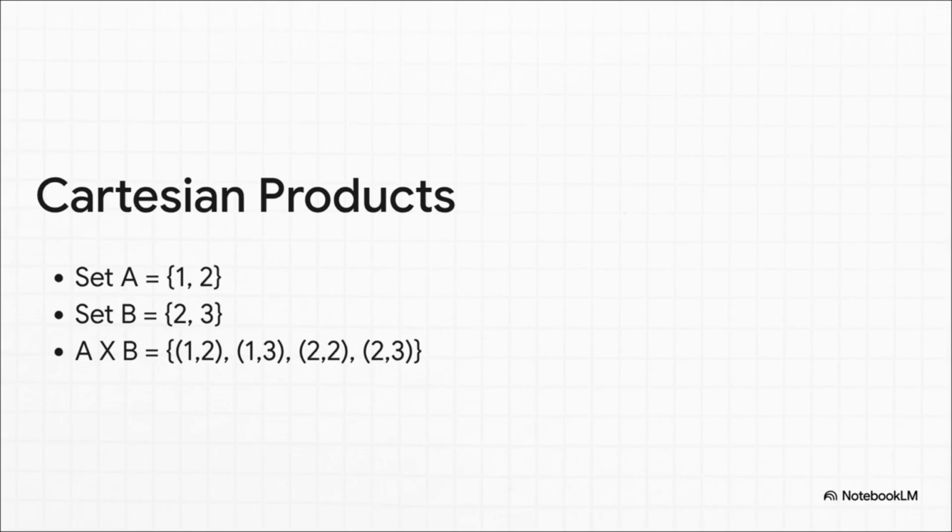In programming, you are going to use this exact logic when you need to combine different tables of data. In SQL, this is known as a cross-join. For example, if set A is a list of 2 shirt colors and set B is a list of 2 pant styles, the Cartesian product instantly generates all 4 possible outfit combinations.